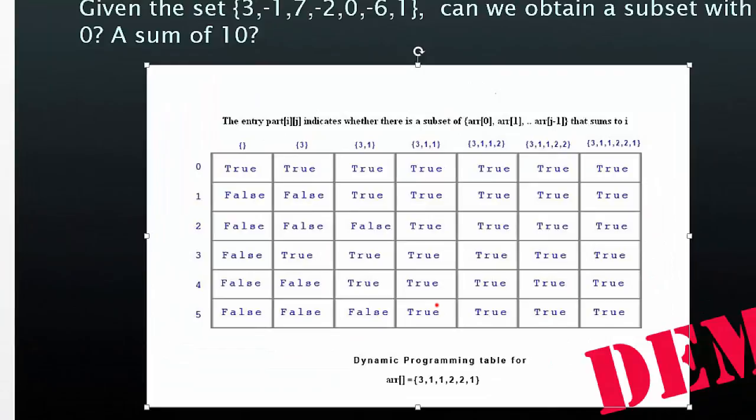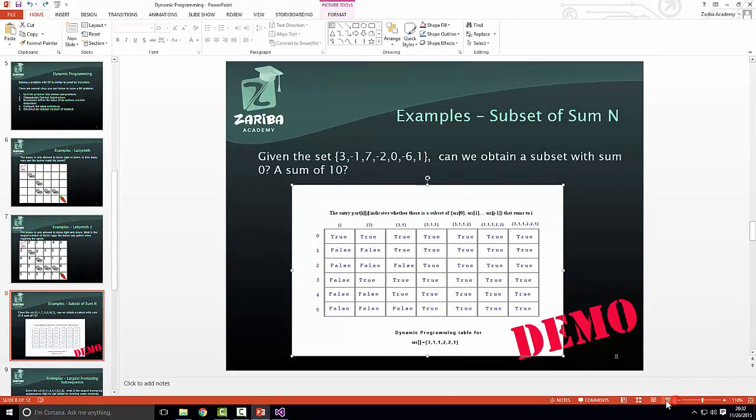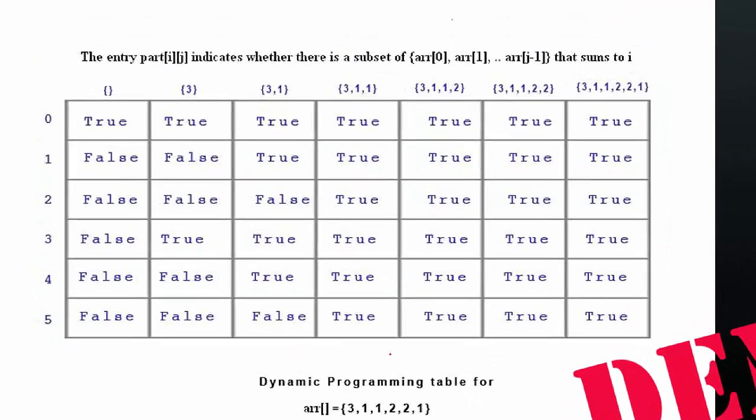So this is similar to what we will be doing in the demo now. So this is a table which describes something similar to what I've given you. So we have a set. This one is different, it's a little bit smaller. But we have a set which is of 3, 1, 1, 2, 2, 1. Okay, we start with the empty one. We have a 3, we have a 3 and a 1, 3, 1, 1, 3, 1, 1, 2, and so on, up until we get the whole set.